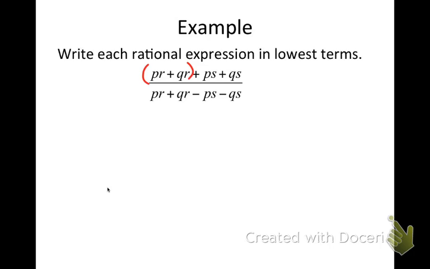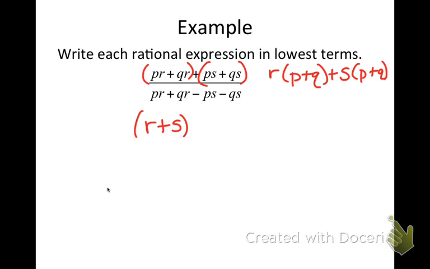So group the first 2 together. What can we take out? Take out an R. So then I have a P plus Q left over. What can we take out of the second set? An S. And then I'm left with P plus Q. So my numerator factors to what? Good. R plus S and a P plus Q.